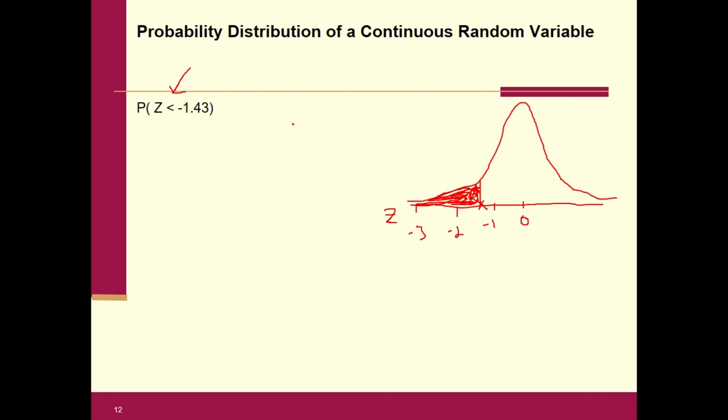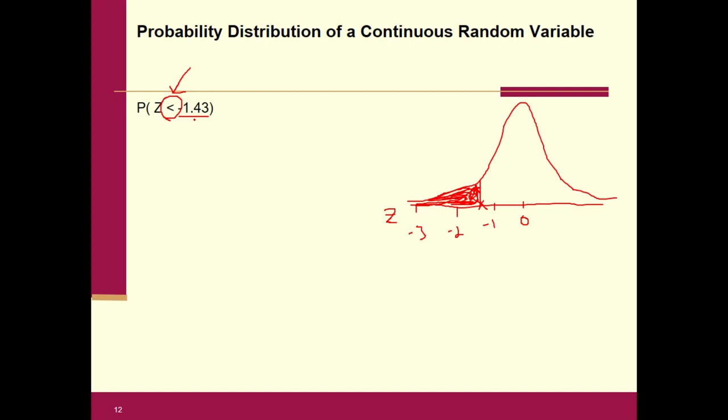So what this table is always giving us is the probability that z is less than some number. So if we looked up a negative 1.43, that's exactly what the table is going to give us. It's not going to give us greater than. It's not going to give us in between, but it will always give us less than. So if your problem says the probability that z is less than some value, you can just look up that value, and there you go.